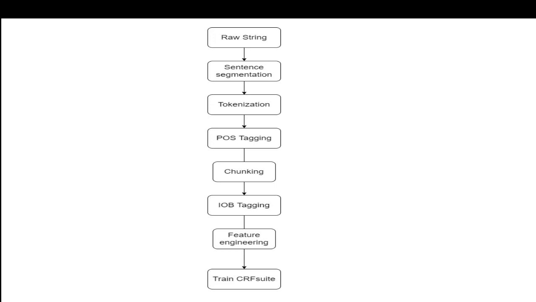Chunking is basically a kind of contextual parsing. In contextual parsing, we have a noun phrase or verb phrase and prepositional phrase, and we try to get those details. Once we have chunking, we try to get the IOB tagging. IOB means inside, beginning, or other tag. Once we got that, we have to do the feature engineering. What are the features important for us? And then we have to train the CRF models using the CRF suite from sklearn.